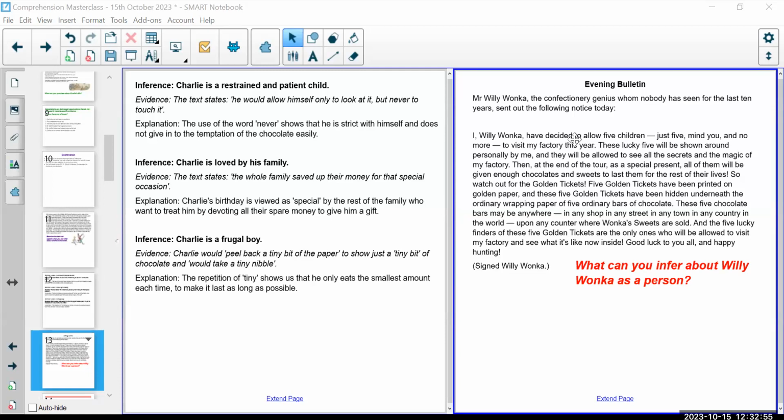Okay, here's a good answer. So he is a very secretive person because it says, whom nobody had seen for the last 10 years. This suggests that he doesn't like being in the spotlight. Excellent. That is perfect. Then the next few there are only one sentence.